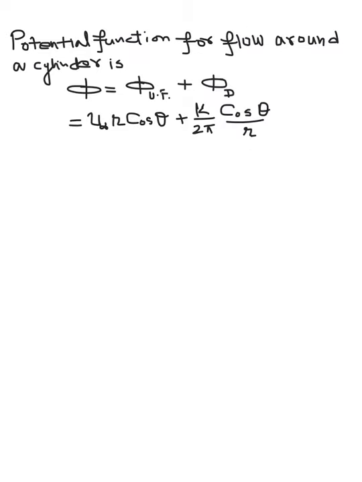Now, as I mentioned, the potential function for flow around a stationary cylinder is obtained by adding the potential function for uniform flow and doublet. And here you can see the potential function for flow around a stationary cylinder. Subsequently, I will determine the velocity distribution, the U_r and U_theta, radial and tangential velocity components.